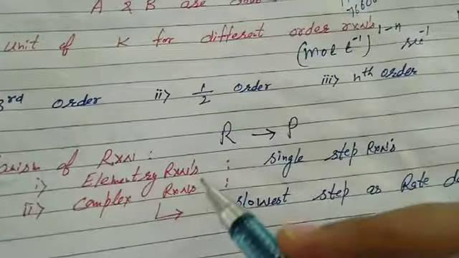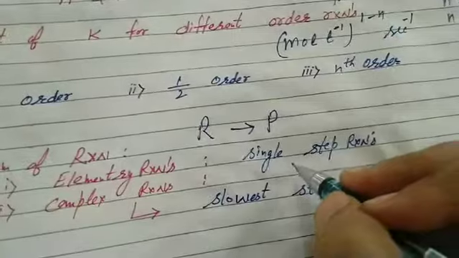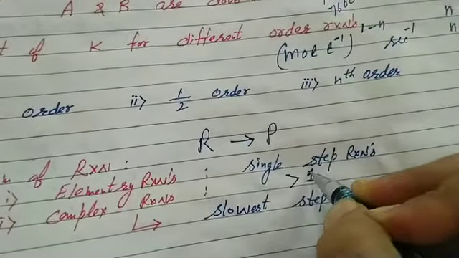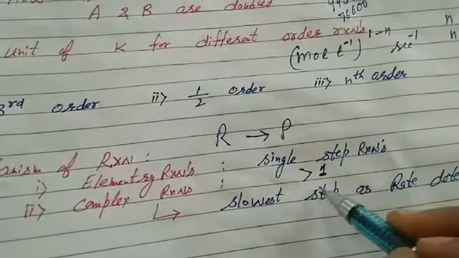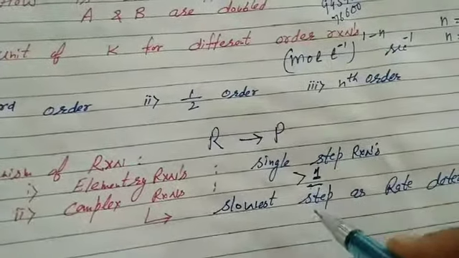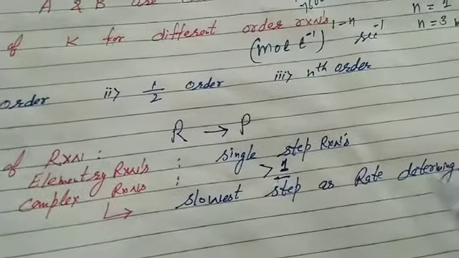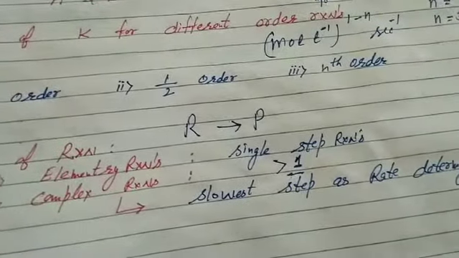Already told you elementary and complex reaction. Single step reactions are elementary reactions, and reactions proceeding through more than one step we call complex reactions. And in case of complex reactions, the slow step is the rate determining step. Slowest step is the rate determining step in case of complex reactions. Now we will do some questions.